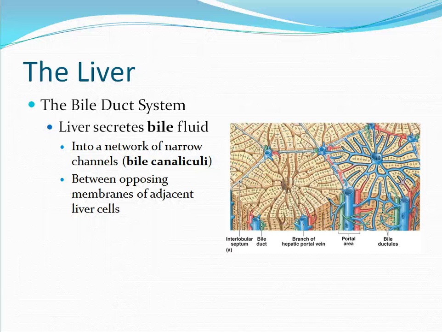One of the main functions of the liver is to produce and secrete bile. The liver will secrete this bile into a network of narrow channels called bile canaliculi. These will be found between opposing membranes of adjacent liver cells. We can see some of these fine green finger-like structures known as the canaliculi here in this picture.